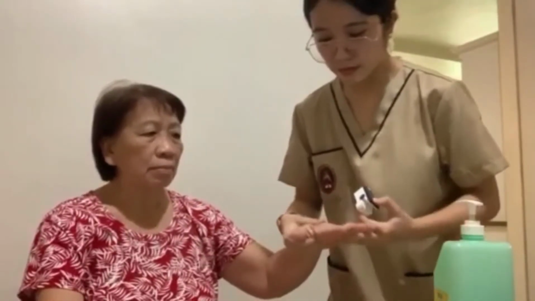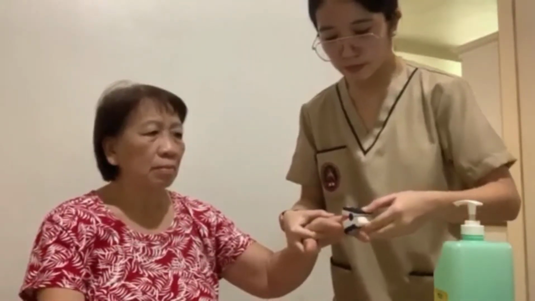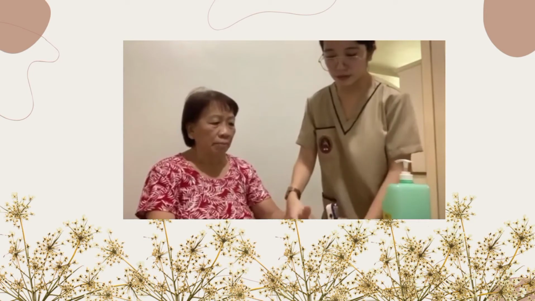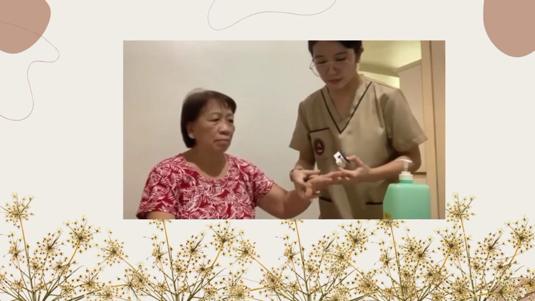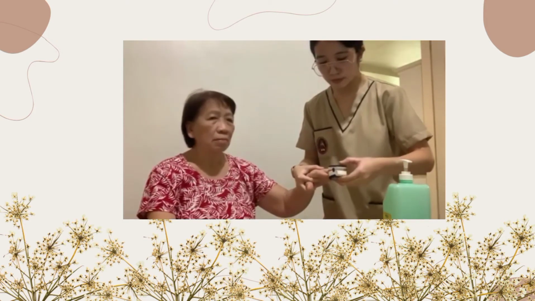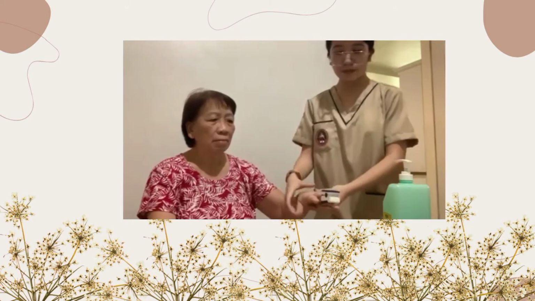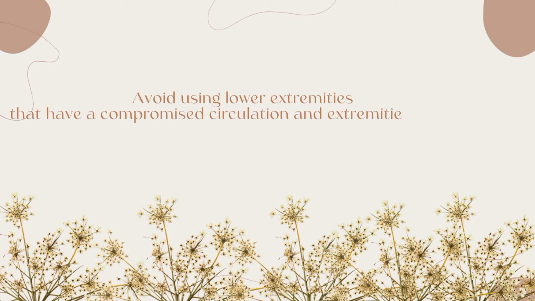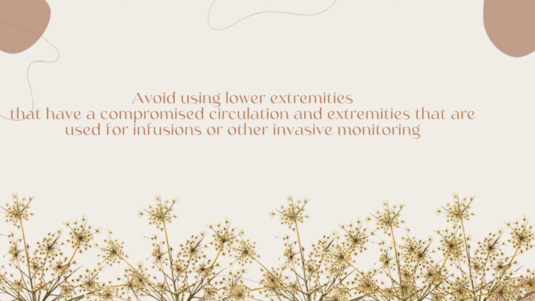And if we are using an extremity, we apply the sensor only if the proximal pulse and capillary refill at the point closest to the site are present. And if our client has low tissue perfusion due to peripheral vascular disease or therapy using vasoconstrictive medication, we use a nasal sensor or reflectance sensor on the forehead. We avoid using lower extremities that have compromised circulation and extremities that are used for infusion and other invasive monitoring.